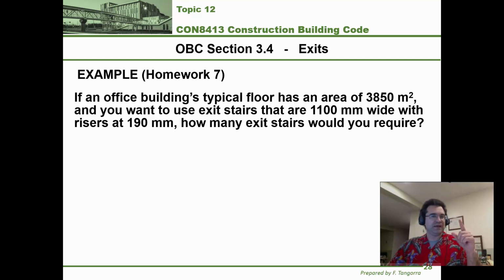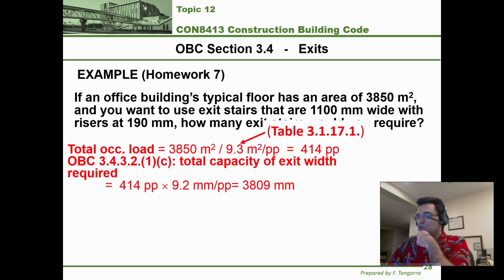It's kind of like the previous question, but backwards. First of all, we have to figure out how many people are going to be using this space. For that, table 3.1.17.1 comes to the rescue. It tells us that for office, we have to use 9.3 meters squared per person. So if we take the area divided by this factor, we get 414 people. Again, humans are whole numbers.